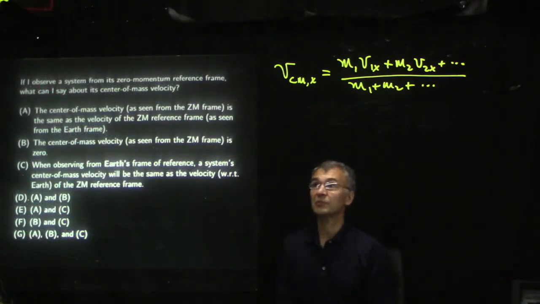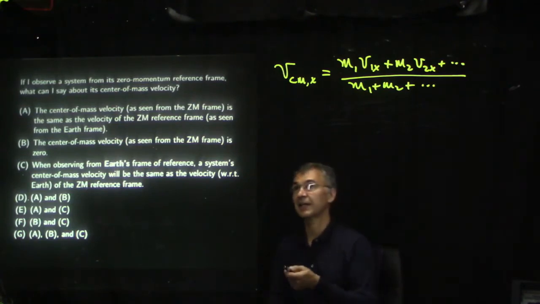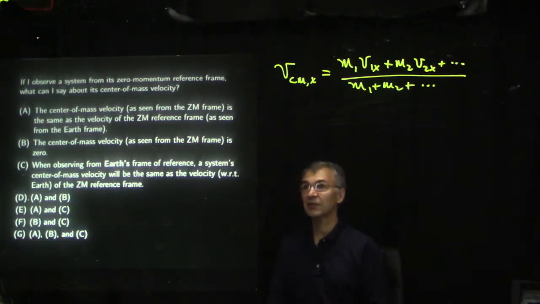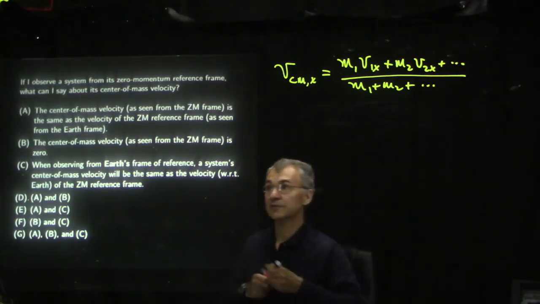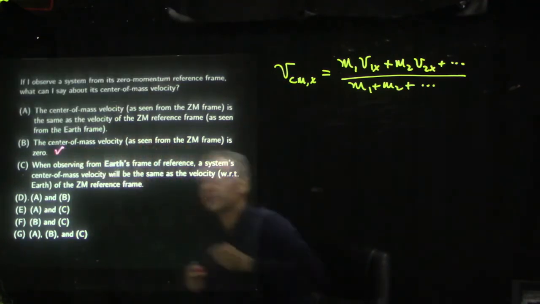If I observe a system from its zero momentum reference frame, what can I say about its center of mass velocity? It just depends on understanding the textbook's concept of zero momentum frame. So if you didn't look at the textbook chapter, this may not even be worth considering. But the center of mass velocity, as seen from the zero momentum frame, is 0. Okay, so this is the correct answer.